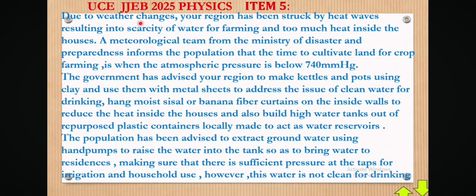So, item 5: due to weather changes, your region has been struck by heat waves resulting in scarcity of water for farming and too much heat inside houses. Oh, that's really bad. A meteorological team from the Ministry of Disaster and Preparedness informs the population that the time to cultivate land for crop farming is when the atmospheric pressure is below 740 millimeters of mercury. Please, this one is said as millimeters of mercury. In chemistry, Hg is the symbol for mercury.